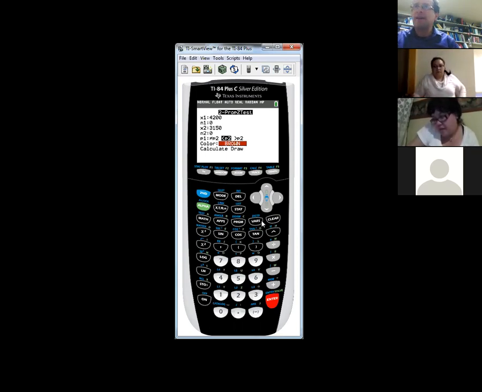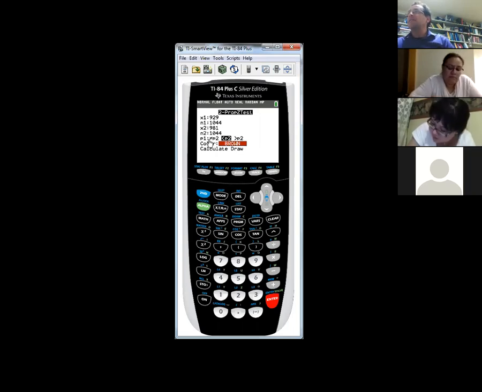So x1 was 929. N1 was 1044. So N1 and N2 don't always have to be the same. In this case, they're the same. x2 was 981. And N2 is also 1044. Notice we have a 2-tailed test. So I hit enter on the not equal to. Color I always ignore. Any questions before I hit enter? Now I always recommend you follow along with your calculators too.